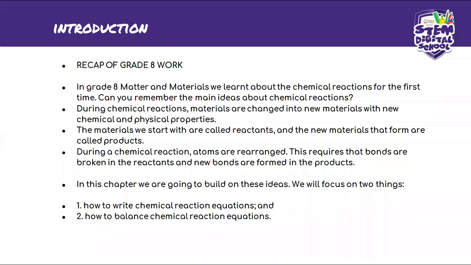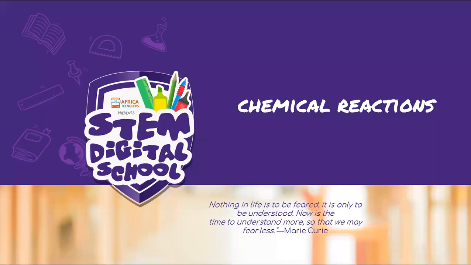So we say the materials that we start with are called what? Reactants. And the new materials that are formed are called what? Products. And we also learned that during a chemical reaction, atoms are what? Rearranged. Before they are rearranged, their bonds will have to be what? Broken in the reactants, and new bonds are formed in the products. So in this chapter, we are going to build on these ideas, and we will focus on how to write chemical equations, and how to balance chemical equations or reactions. All right, now let's get going.